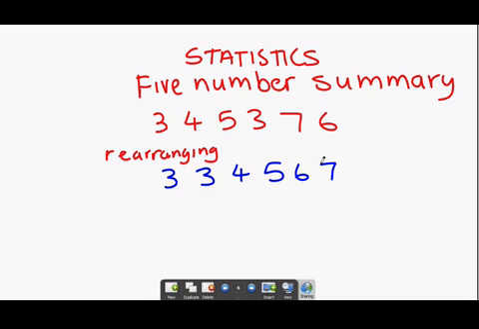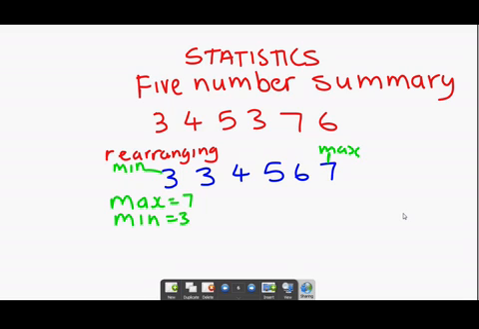The easiest being obviously the maximum and the minimum. So the maximum number that I can see there is equal to 7. There it is. That's the maximum. And the minimum number is this one, is 3. So the minimum is 3.